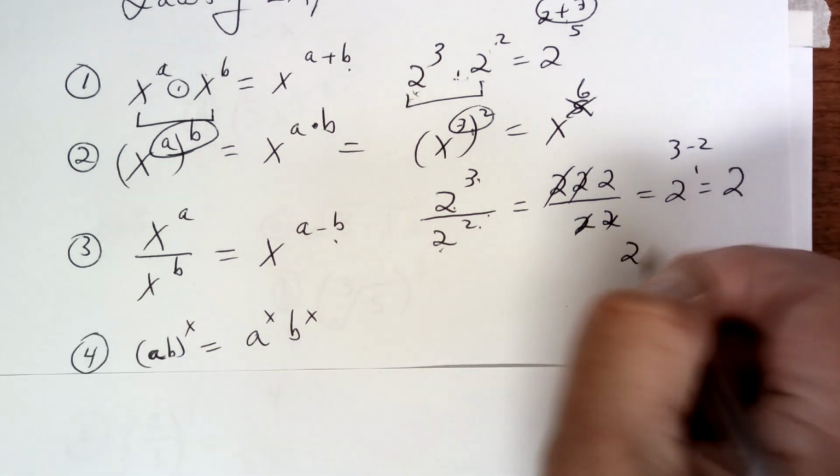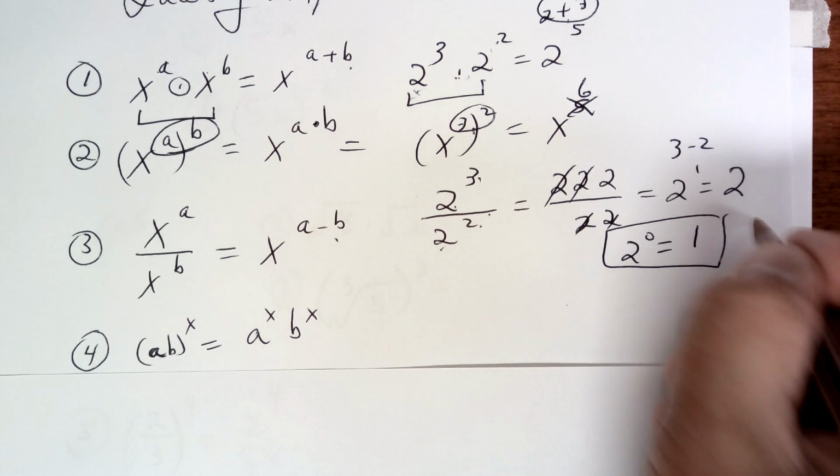2 to the 0 power is 1. Make sure you know that. Anything to the 0 power is 1.